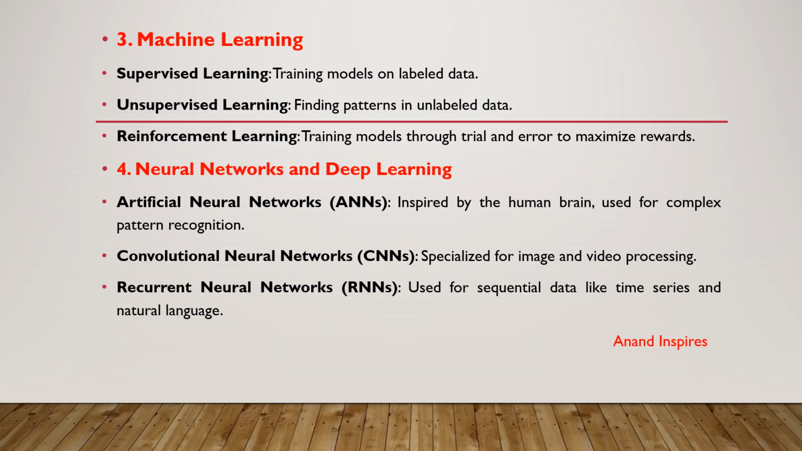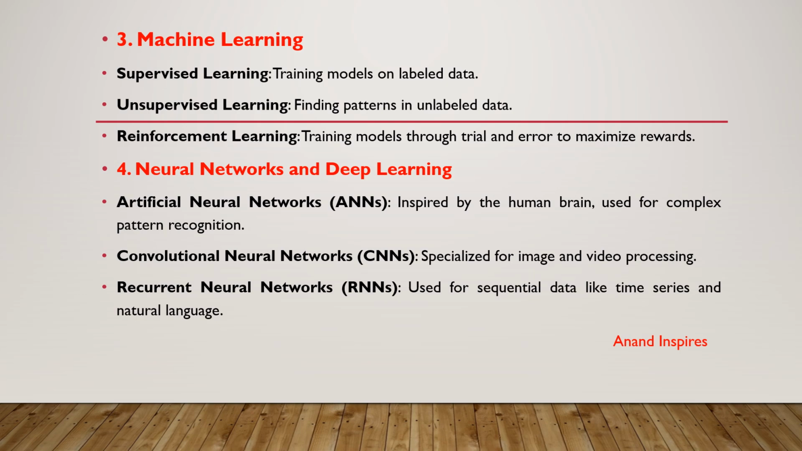So unsupervised means there is no label; unlabeled data is there. But here what we are using is patterns. Unsupervised learning means finding the pattern. Every data has some pattern, so that pattern matching is checked here. That type of learning method is called unsupervised learning.